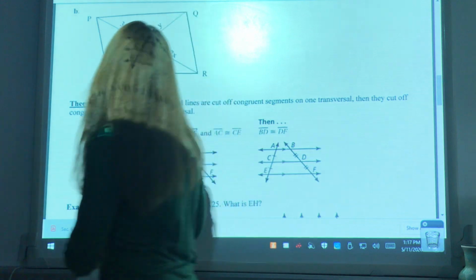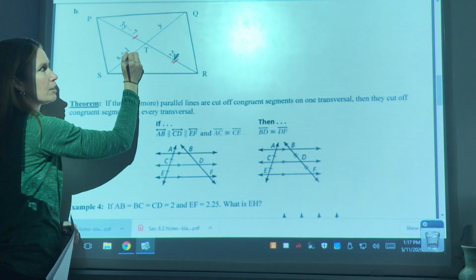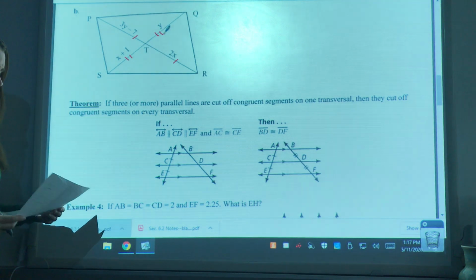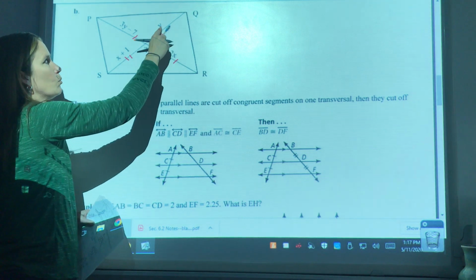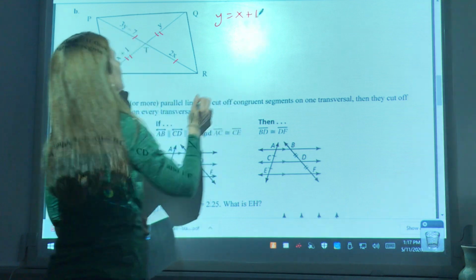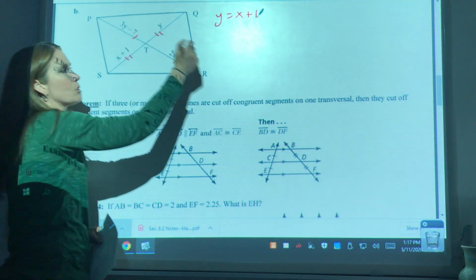Okay, so on this one again, diagonals bisect each other, so those two are congruent and those two are congruent. And when I go ahead and write that out, then I can see y is equal to x plus 1. And I can see over here that 3y minus 7 is equal to 2x.